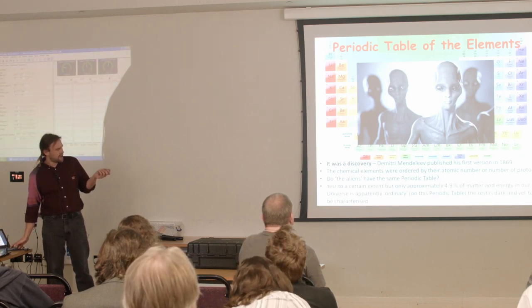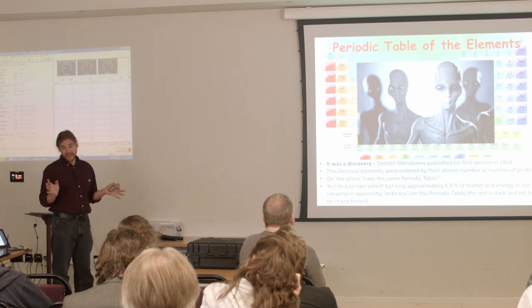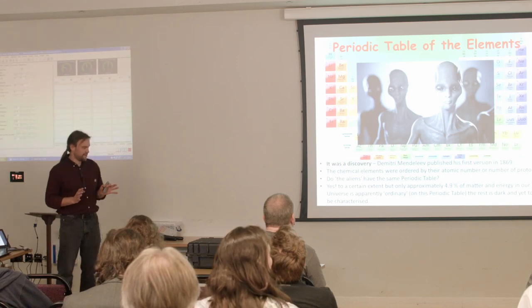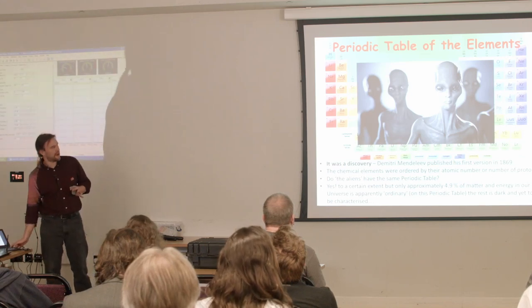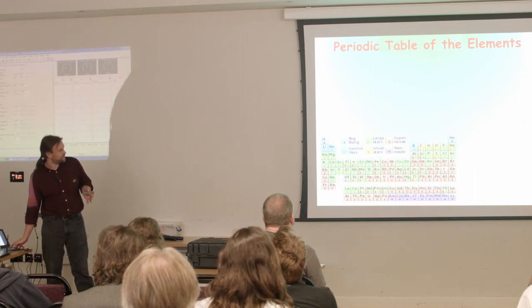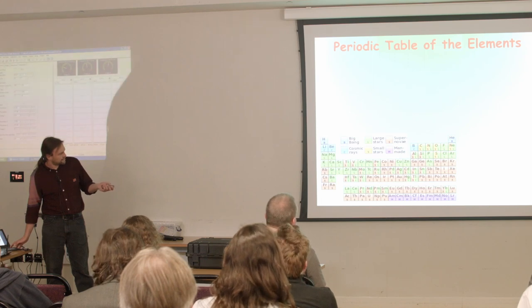But only 4.9% of the matter that we can detect in this universe is ordinary matter. Now the rest of it is dark matter and dark energy, and we don't really know much about that at all. So this is where our elements came from. So this is a periodic table here.